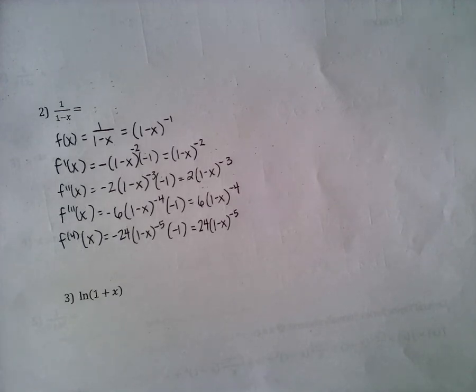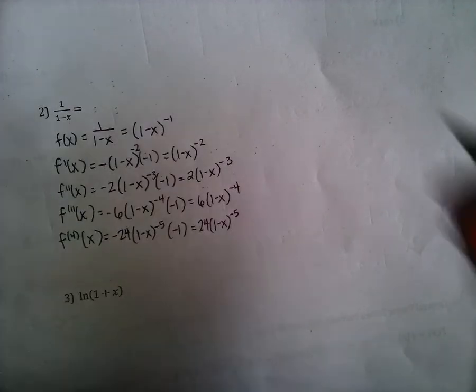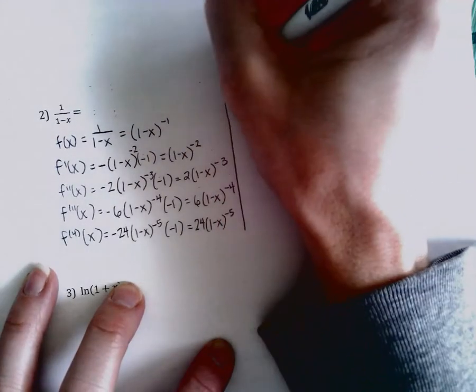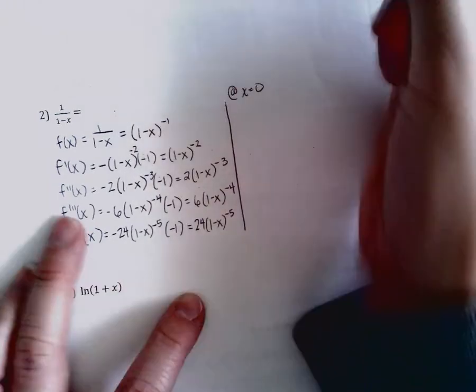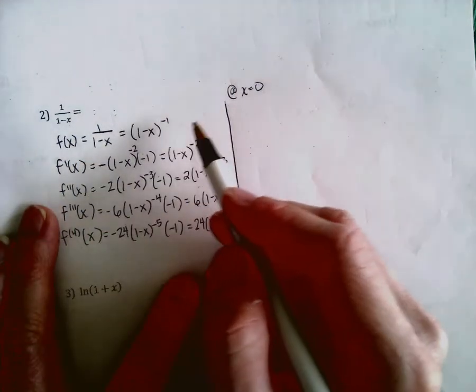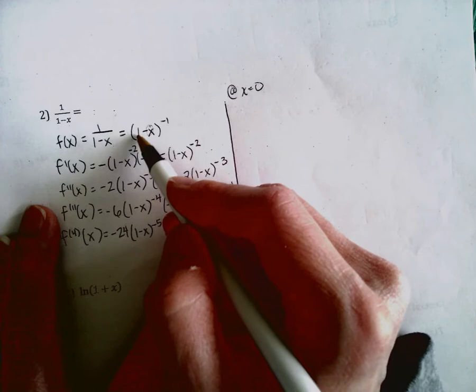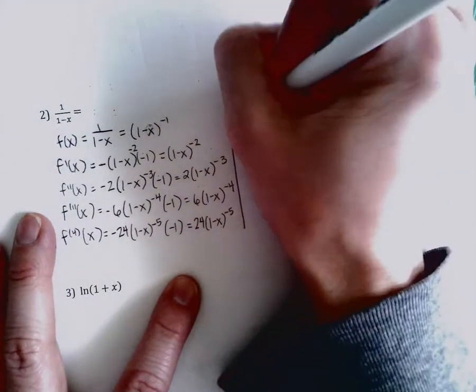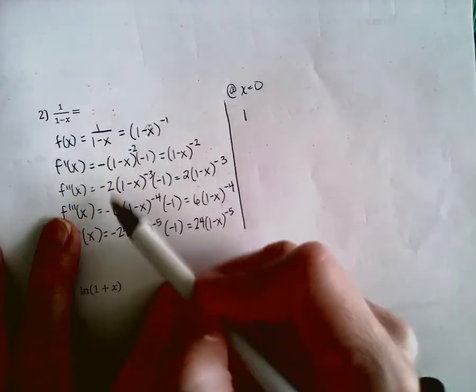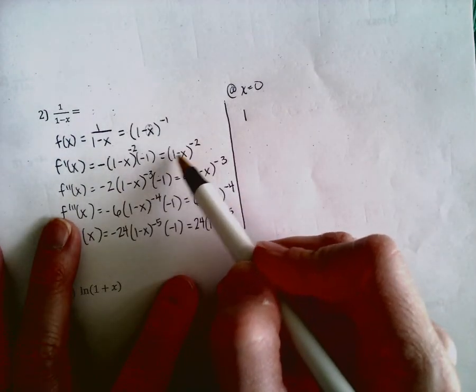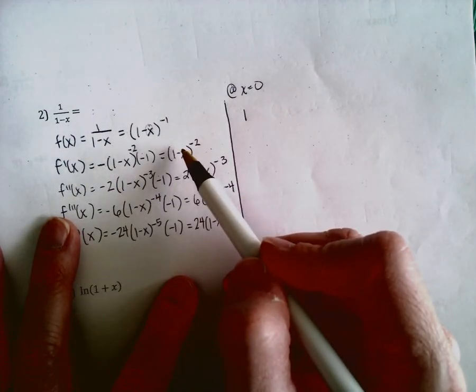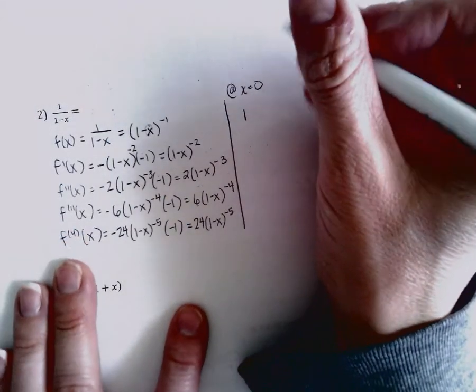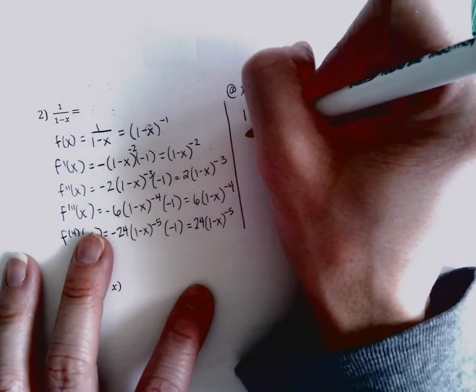And now I need to find all of those values at x equals 0. So at x equals 0, f of x, when I plug in a 0 here, I would just get 1 minus 0. So I have 1 to the negative 1, which is just 1. Here, plug in a 0 for x, I get 1 to the negative 2. 1 to any power is 1.